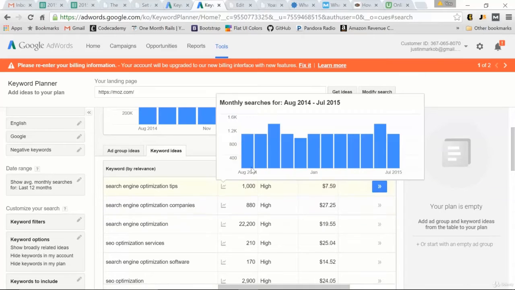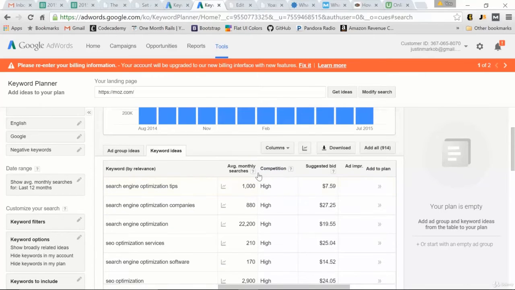There's 1,000 monthly searches. But looking at this, there's a lot of people competing for this ad on Google AdWords. That's what this column's about, AdWords competition. And you can see it's a pretty high bid. So if I ever wanted to get AdWords for this, this is going to be very expensive. Same for this one. Search engine optimization companies, $27 a bid. That's a pretty expensive click. So this is something to consider.